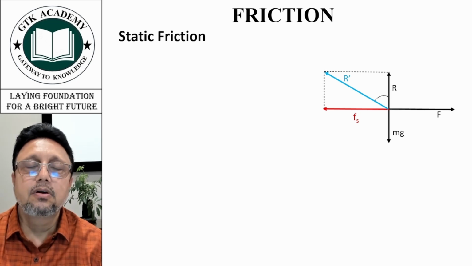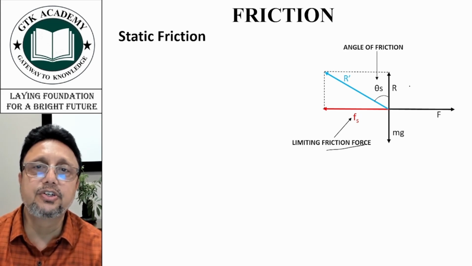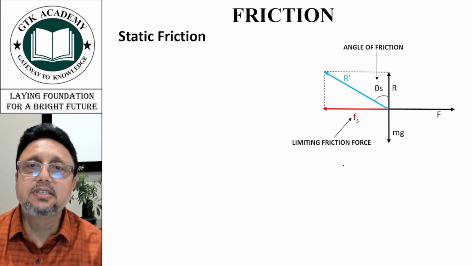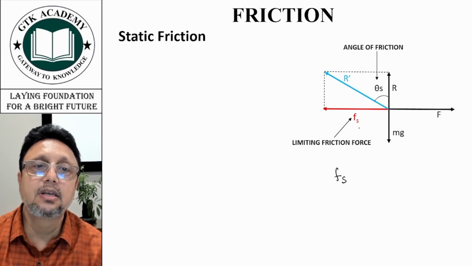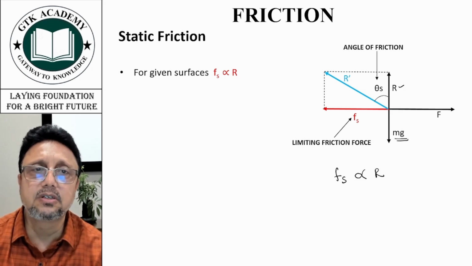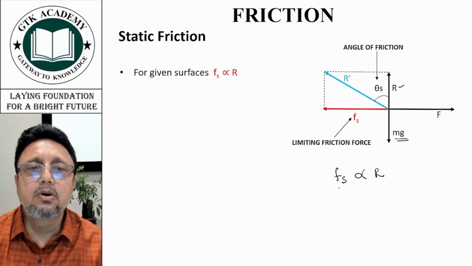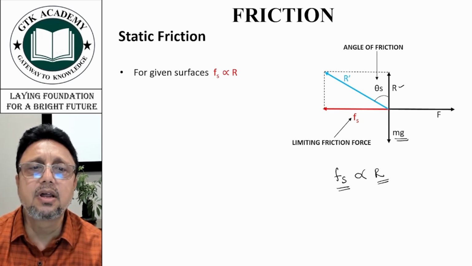Now we have already said that this angle is theta s, and Fs is the limiting friction force and theta s is called the angle of friction. Now Fs, the maximum force of friction, is proportional to R. That means this reaction. Again, reaction is proportional to mg, and in this case reaction is equal to mg because the surface is horizontal. Otherwise, the value of reaction may be different. In fact, that we'll discuss once we proceed on this topic. So, maximum friction force is proportional to the reaction.